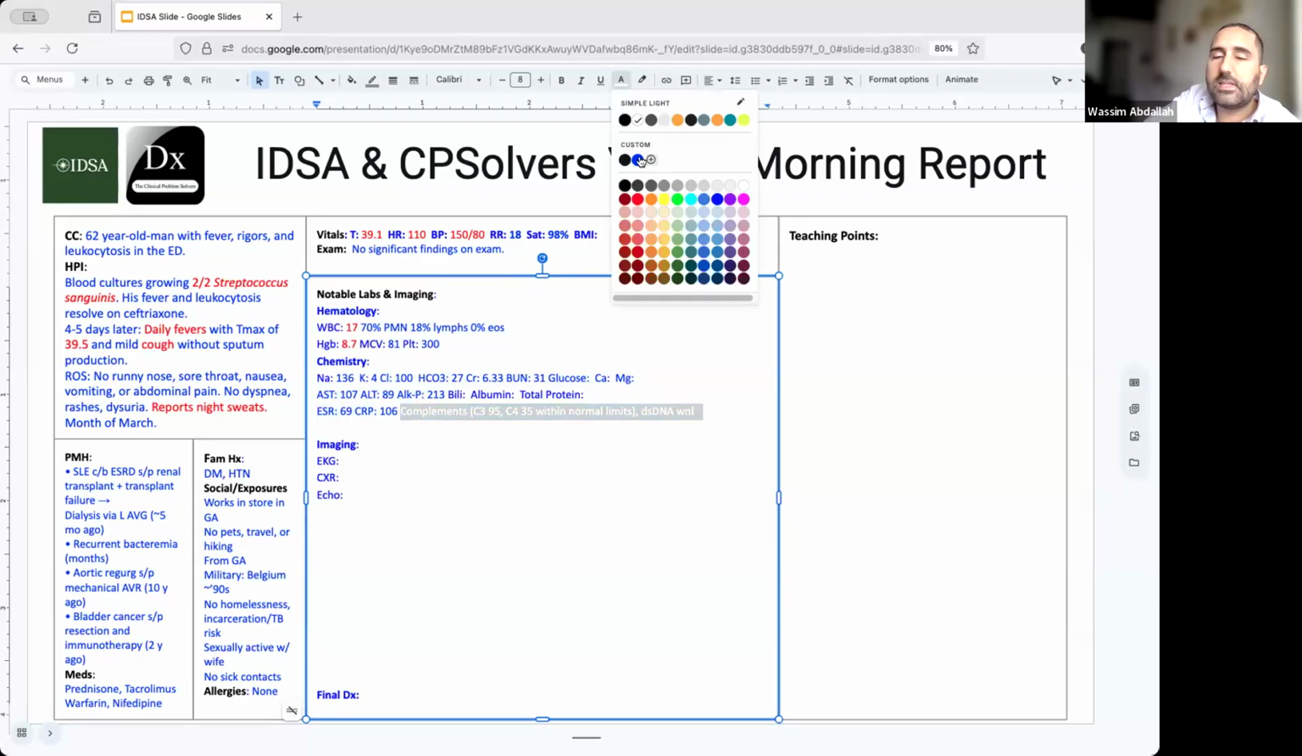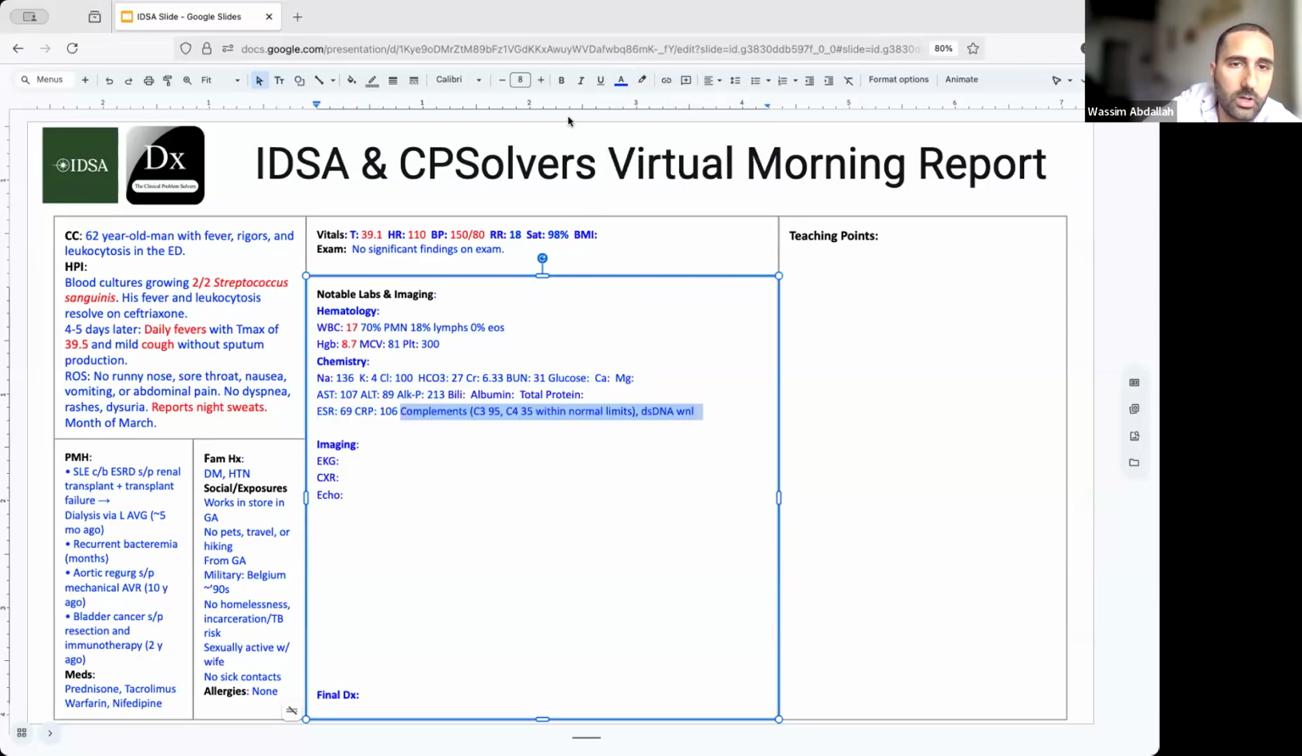And obviously, a lot of repeat blood cultures were done in that setting, trying to see if the Strep sanguinis comes back. All of those repeat blood cultures continued to be negative throughout, at least in the phase of initial workup.